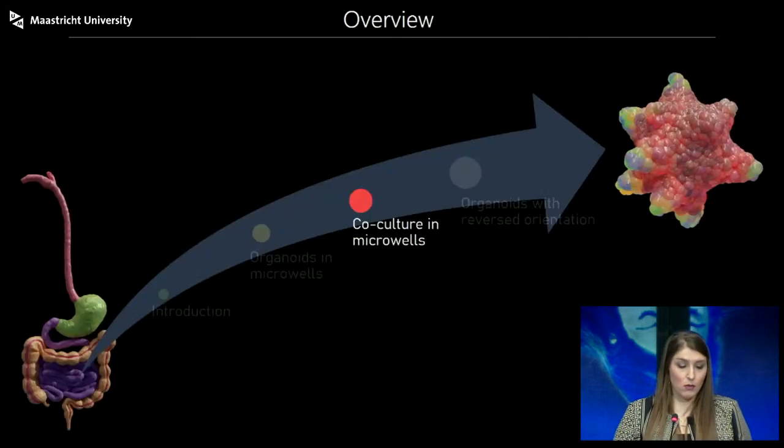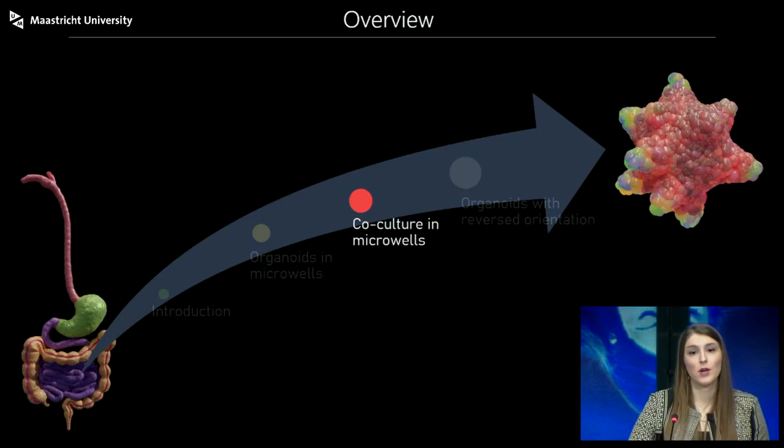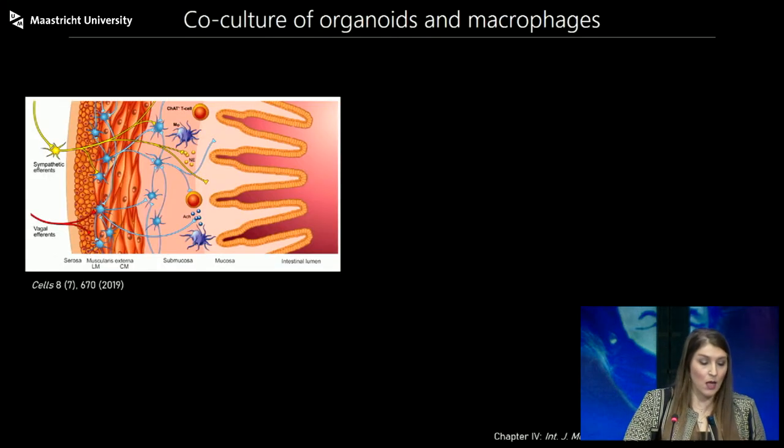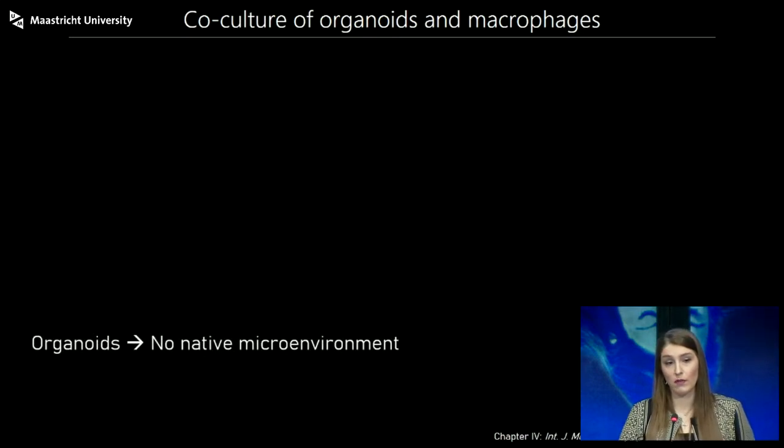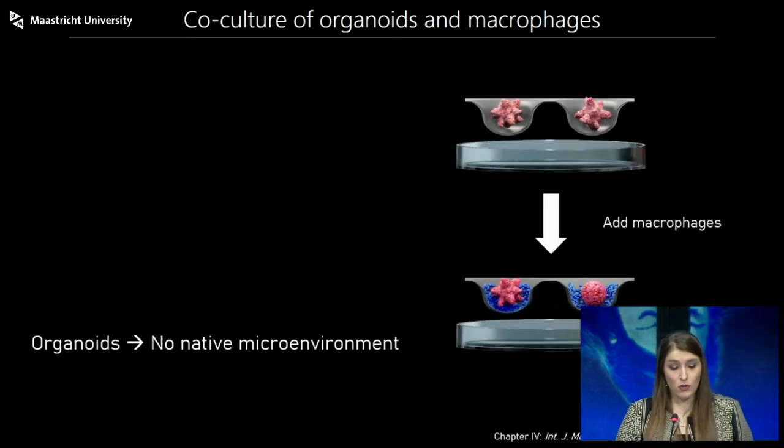So now we will pass on to the next model we described in diseases, which is a microwell-based co-culture model of intestinal organoids and macrophages. As mentioned also before, in vivo, the intestinal epithelium is surrounded by other layers, where among others we have immune cells, vascular networks, and so on. However, as mentioned before, organoids lack this native microenvironment. So in an effort to overcome this shortcoming, we used our microwell-based system and we added macrophages, which are key immune cells of the gastrointestinal tract.